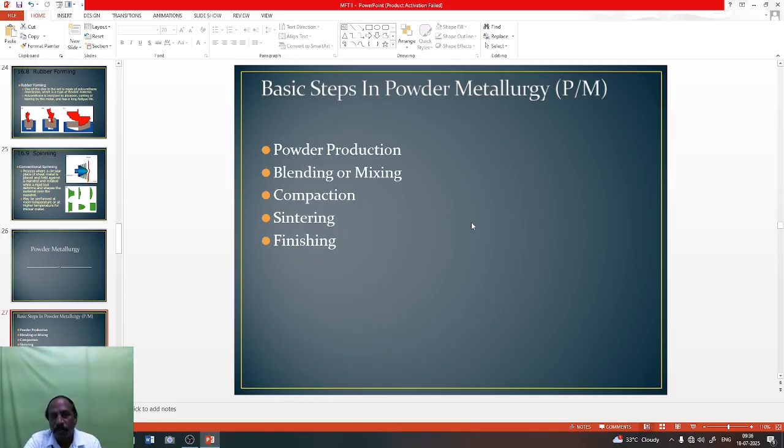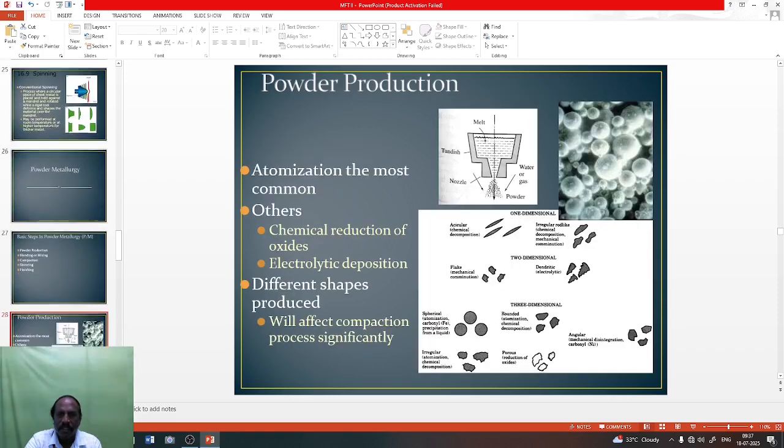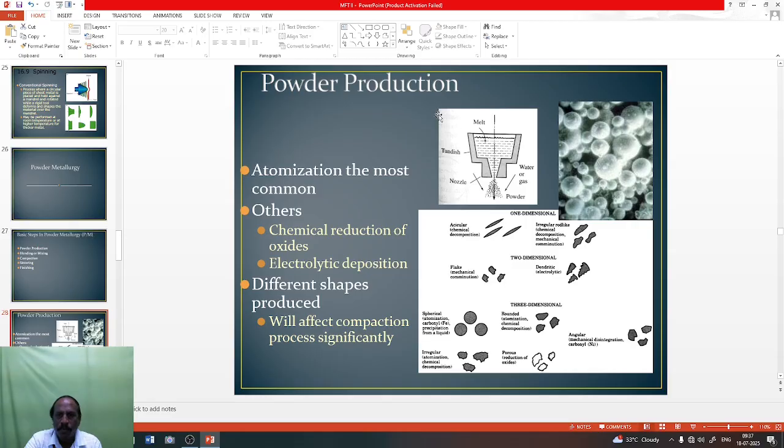First, the production of powder is very important. Another step is that it is mixed with other elements for bonding, and also for some characterizations we mix in other elements. Then the compaction is very important, then sintering, and finally the finishing process. This is the overall powder production route.